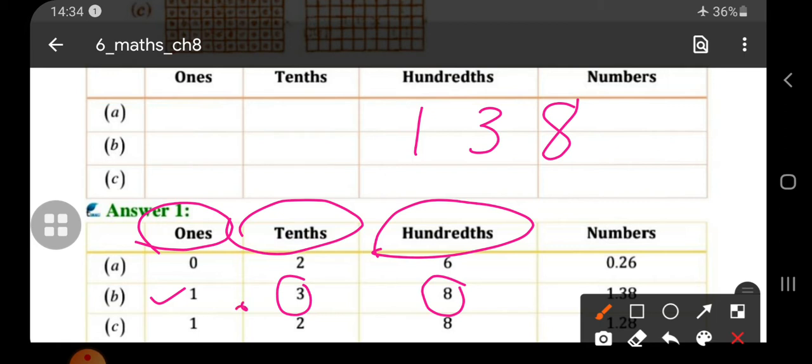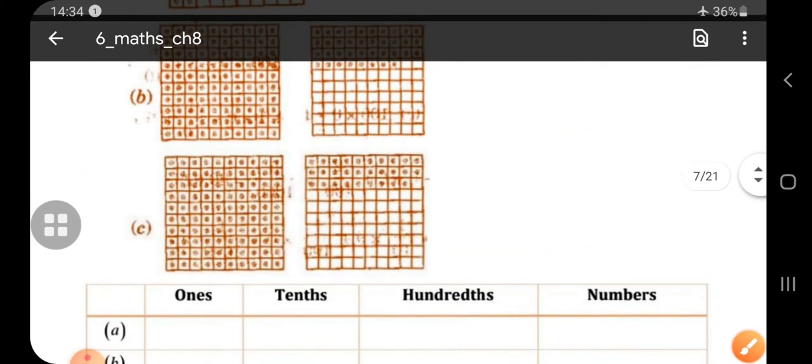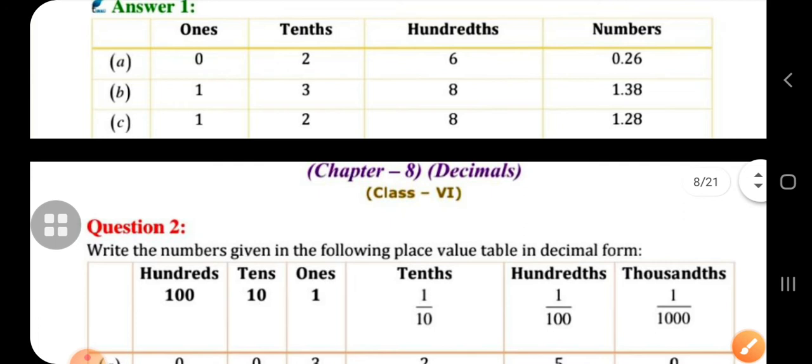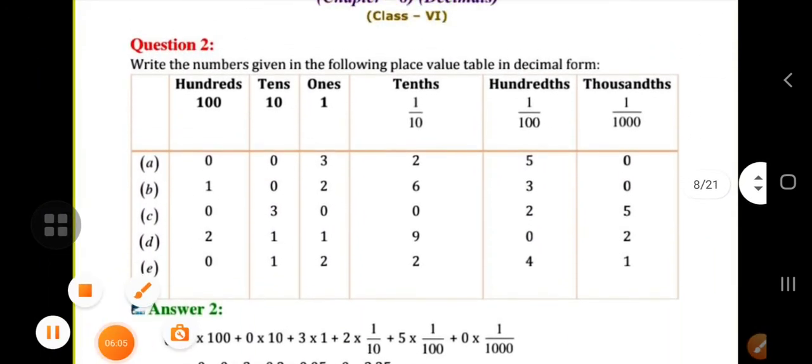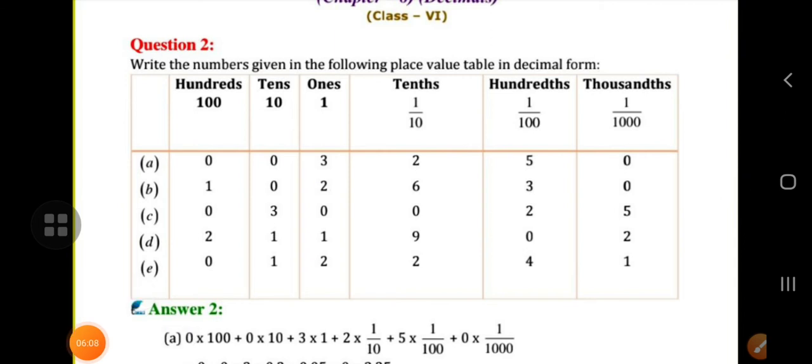Now there is a decimal point between 1 and 3. So what is the number? 1.38. In the same way you have to do the third example, that is homework. Question number 2. Write the numbers given in the following place value table in decimal form.